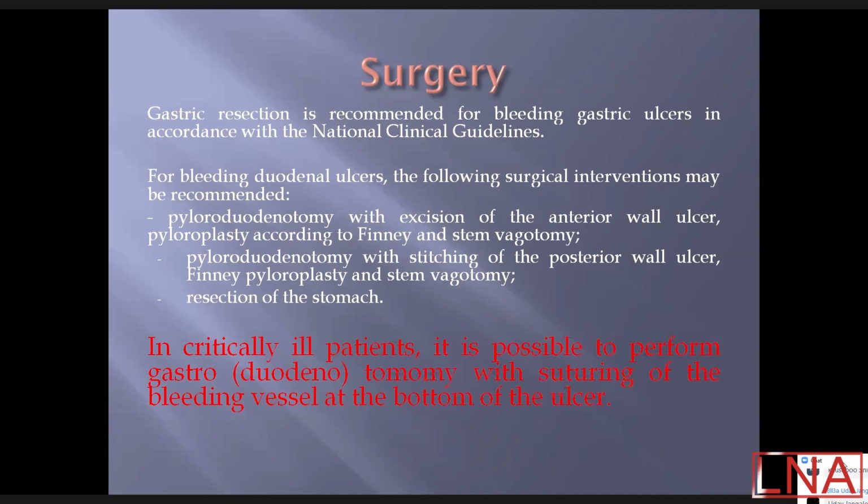Pyloroduodenotomy with excision of the anterior wall ulcer, pyloroplasty according to Finney, and stem vagotomy. Pyloroduodenotomy with stitching of a posterior wall ulcer, Finney pyloroplasty, and stem vagotomy. Resection of the stomach. And attention: in a critically ill patient, it's possible to perform gastroduodenotomy with suturing of the bleeding vessels at the bottom of the ulcer.